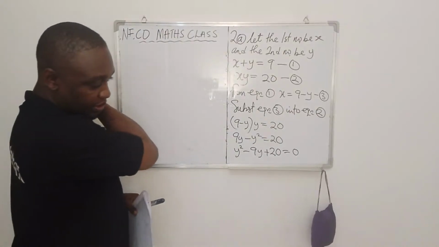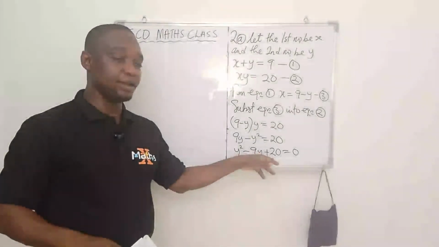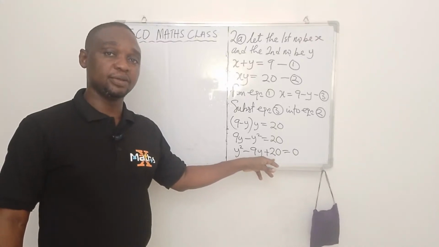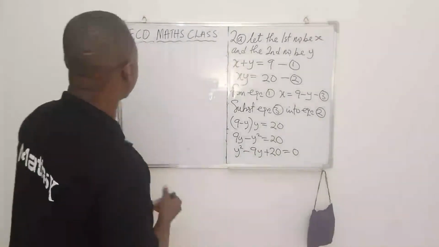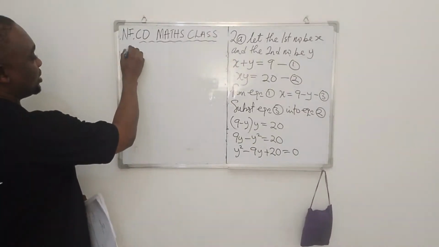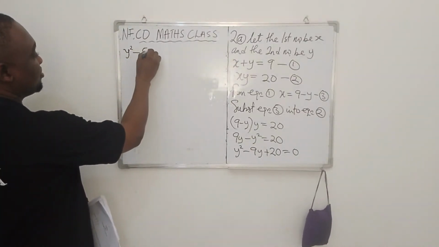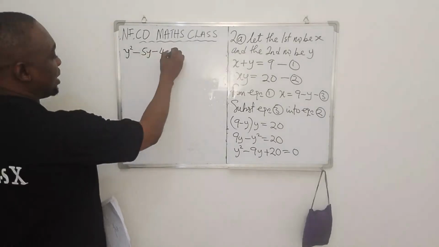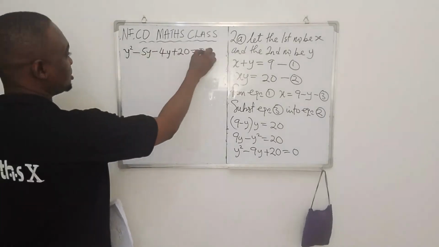So based on this, my factors will be minus 4 and minus 5 to get my minus 9y. So we have that y squared minus 5y minus 4y plus 20 is.